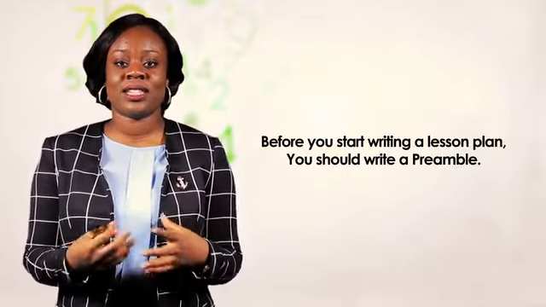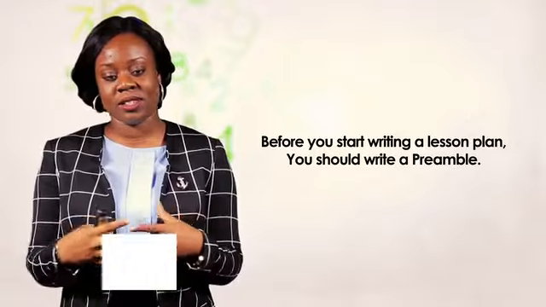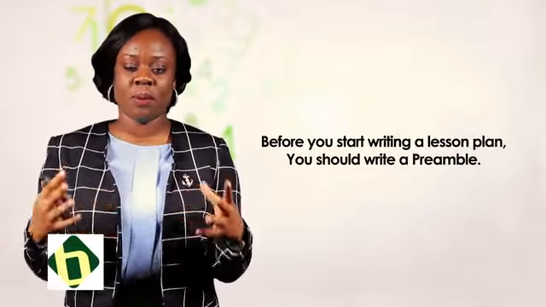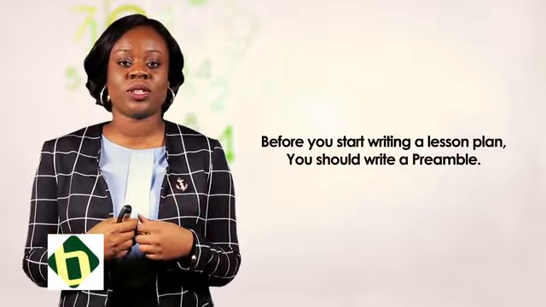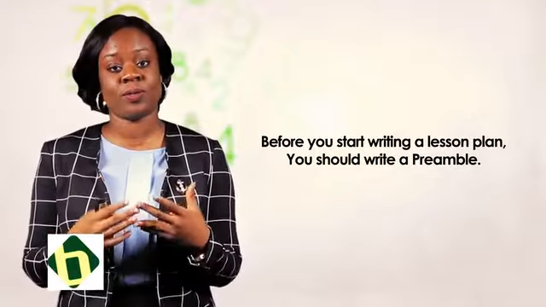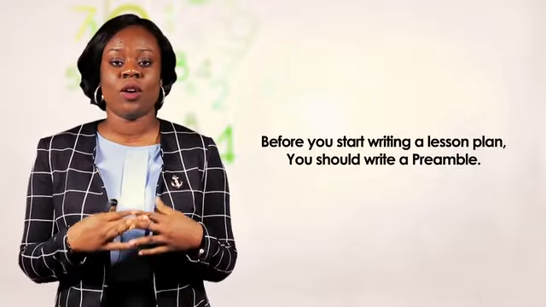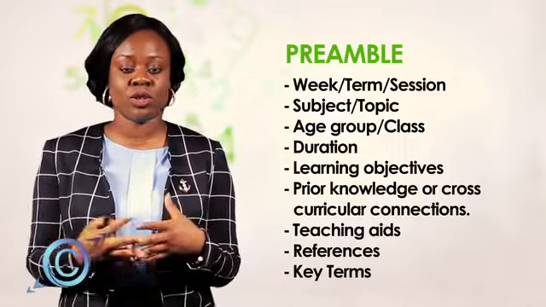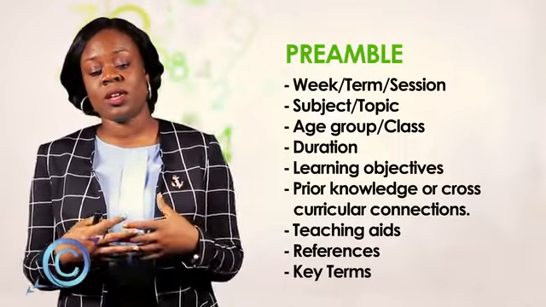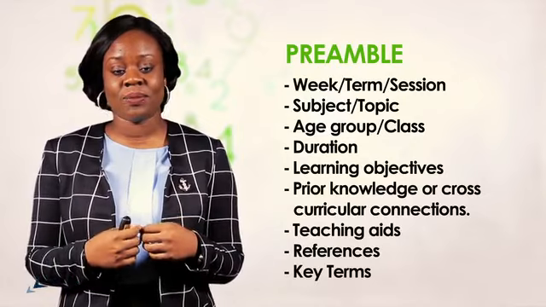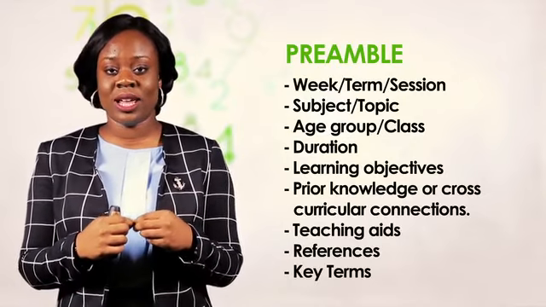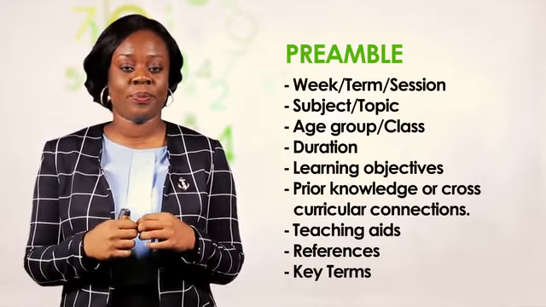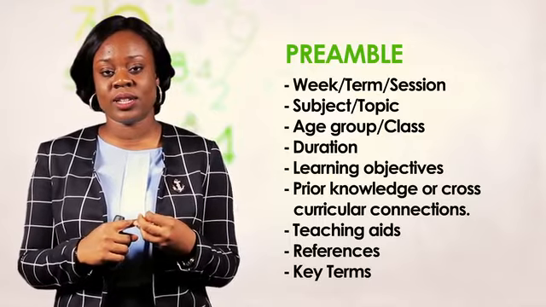Before you start writing a lesson plan in the 6 phases, you should write a little bit of a preamble that will help anyone who picks up the lesson note to understand what it's for and how to use it. Of course, you should include your week of teaching, the term, the session, the subject and the topic, the age group and the class. Now find out the duration of your lesson and include the time there. List out your learning objectives.